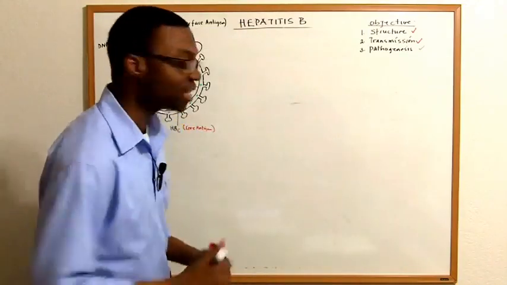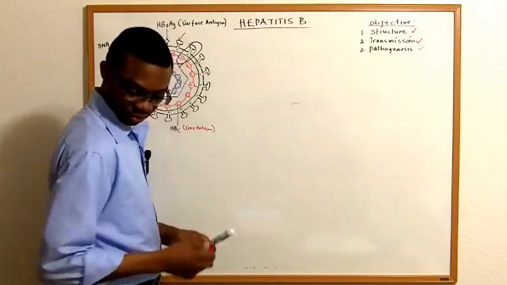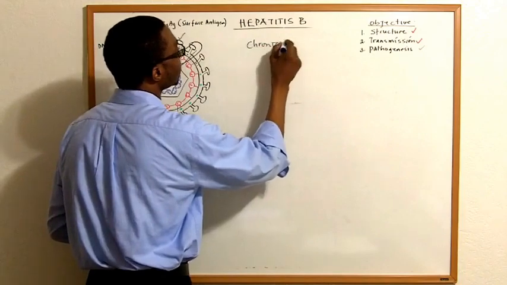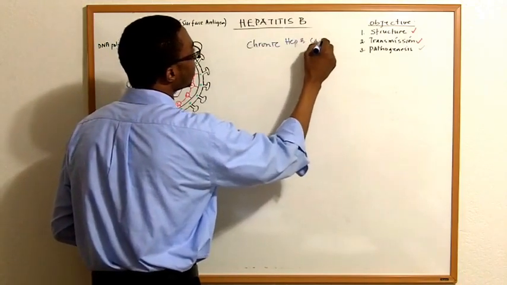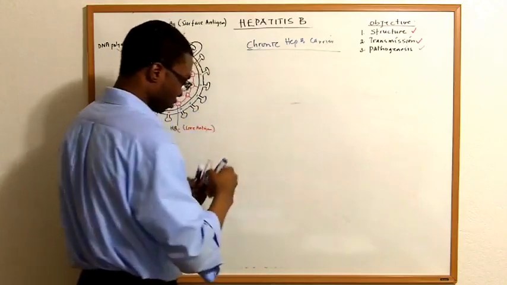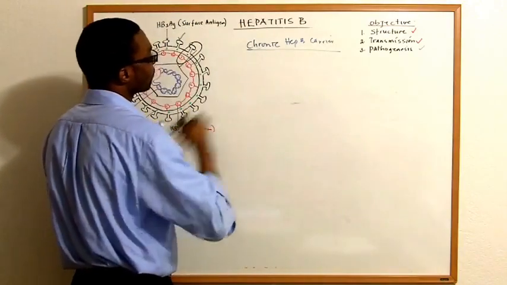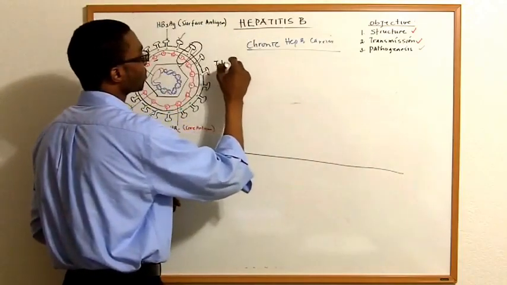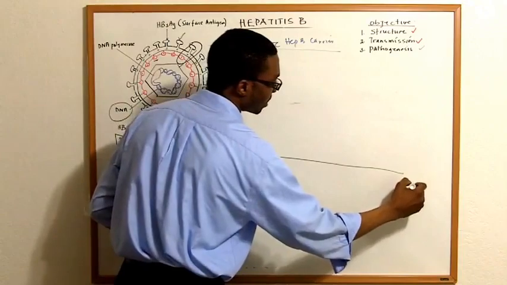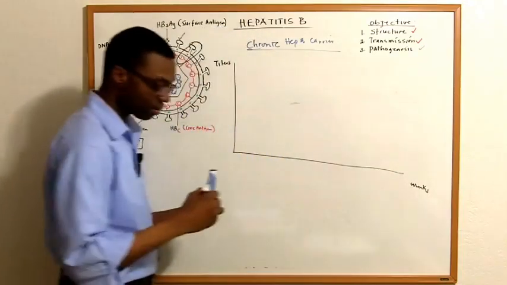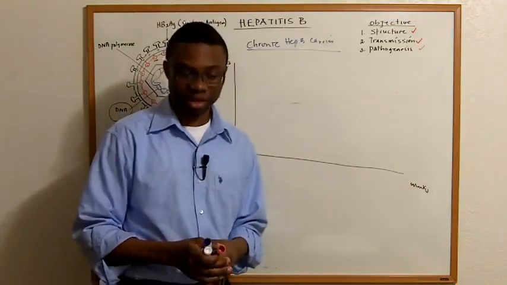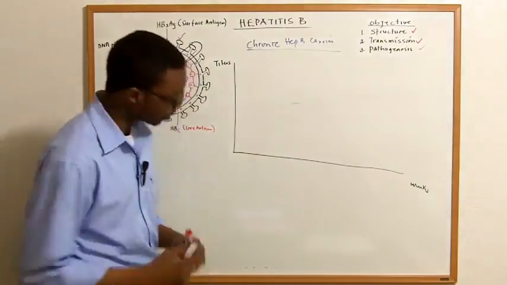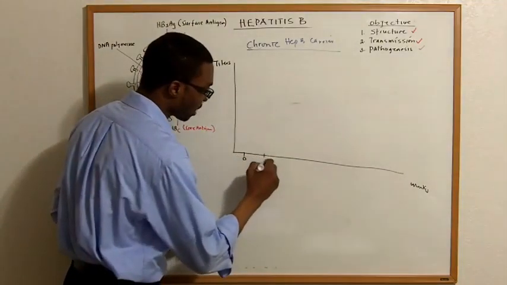So in a chronic hepatitis B carrier, let's use blue. Chronic Hep B carrier. Let's draw the graph. We have titers, and let's make months in this case. So normally, this is what will happen in a chronic hepatitis B carrier, right? They'll get an infection, just like everybody else.